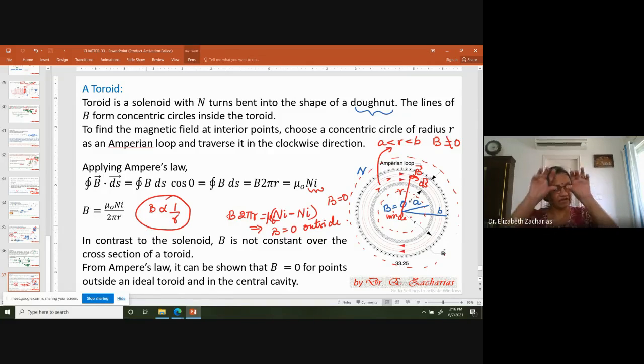And there is magnetic field only inside the hollow of the toroid. Outside it is zero, and in the hollow of the central region it is also zero. Only inside the body of the toroid is there a magnetic field. As long as it was a solenoid, the magnetic field was uniform inside. But the minute you bend it into a toroid, the magnetic field depends on the distance from the center. It is not uniform. Okay, so with this, we are winding up this chapter.